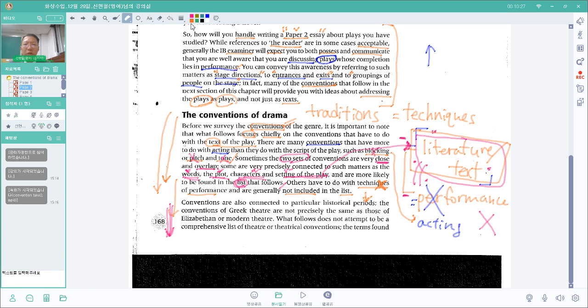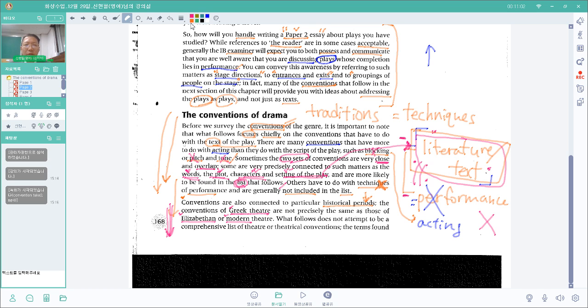Conventions are also connected to particular historical periods. So these drama traditions, drama rules, are connected to historical period. So the conventions of Greek theater are not precisely the same as those of Elizabethan or modern theaters. They have their own different conventions of historical time.